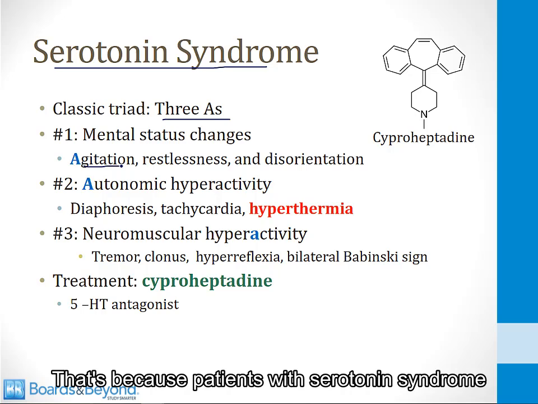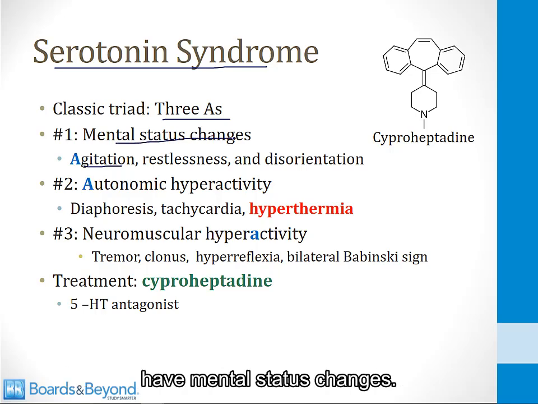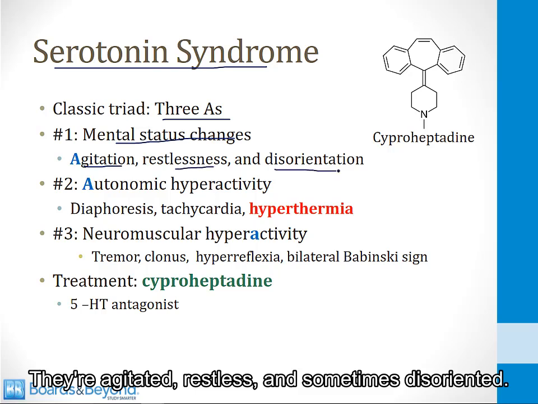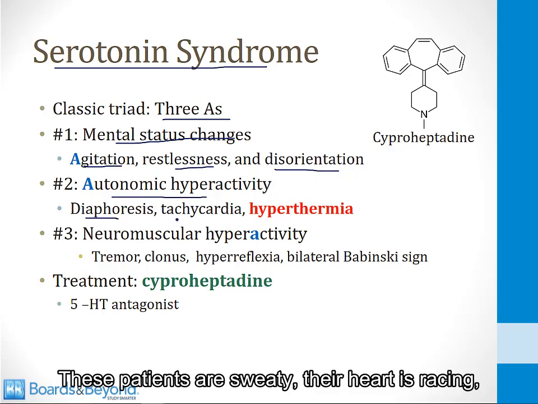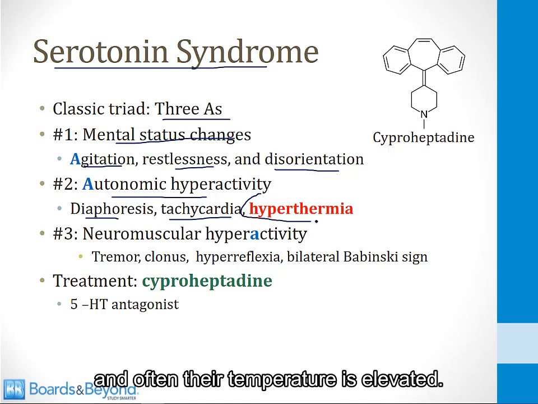That's because patients with serotonin syndrome have mental status changes. They're agitated, restless, and sometimes disoriented. The second A is for autonomic hyperactivity. These patients are sweaty, their heart is racing, and often their temperature is elevated.